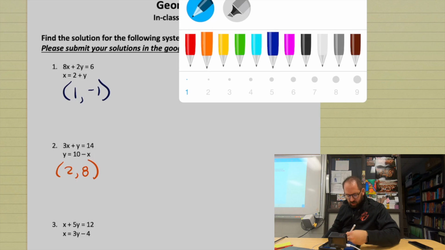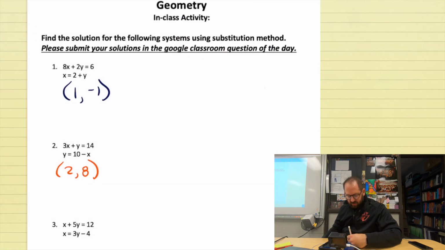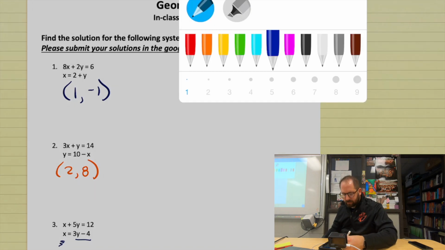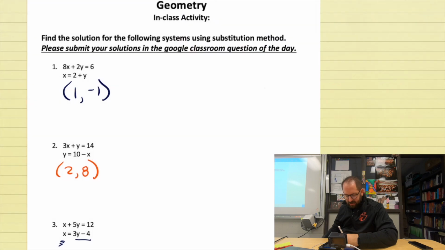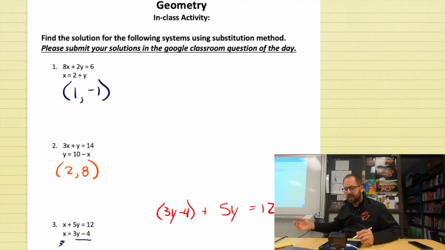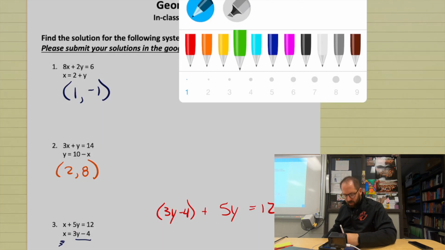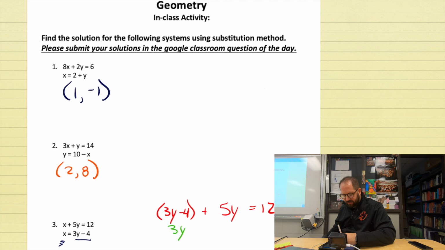So on this next one, they have an x by itself. So I'm going to replace all the x's with a 3y minus 4. So in that top line, taking out the x in that top line, I'm going to replace it with a 3y minus 4. I don't have to distribute anything into it. There's just a 1 out front technically. So this would be a 3y minus 4 plus 5y equals 12, right? Because there's a 1 here and I distribute the 1.